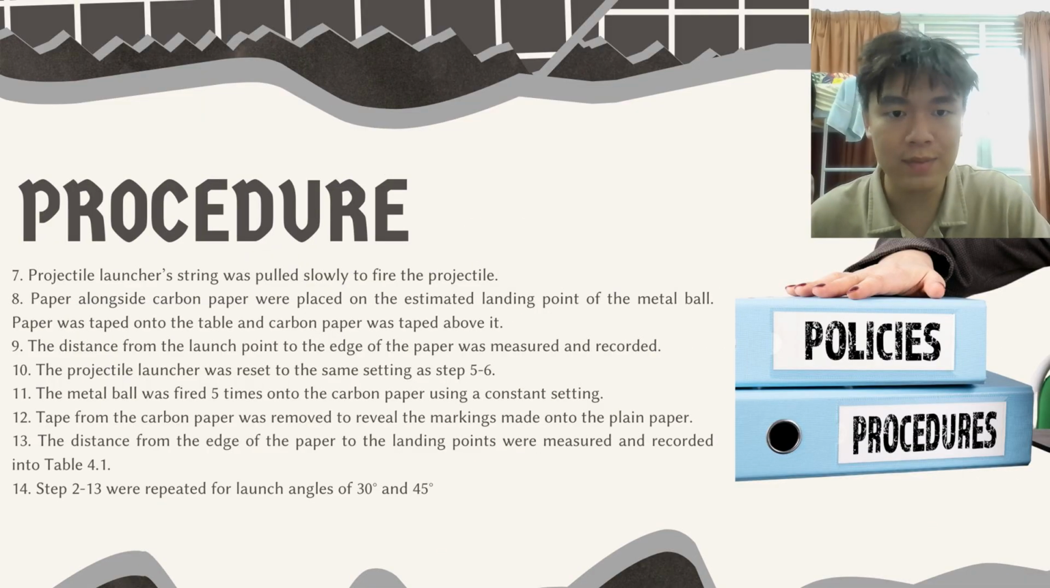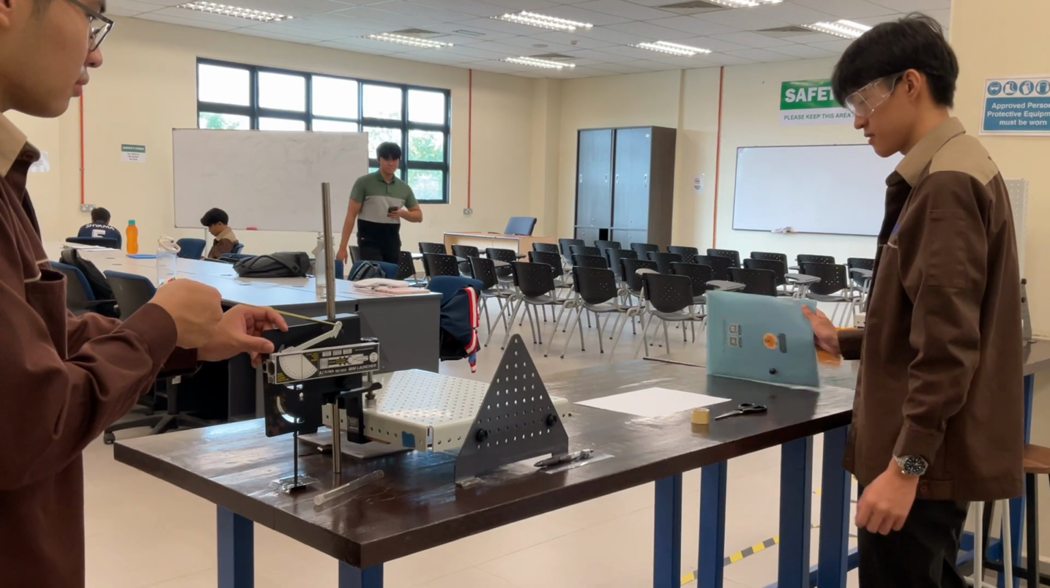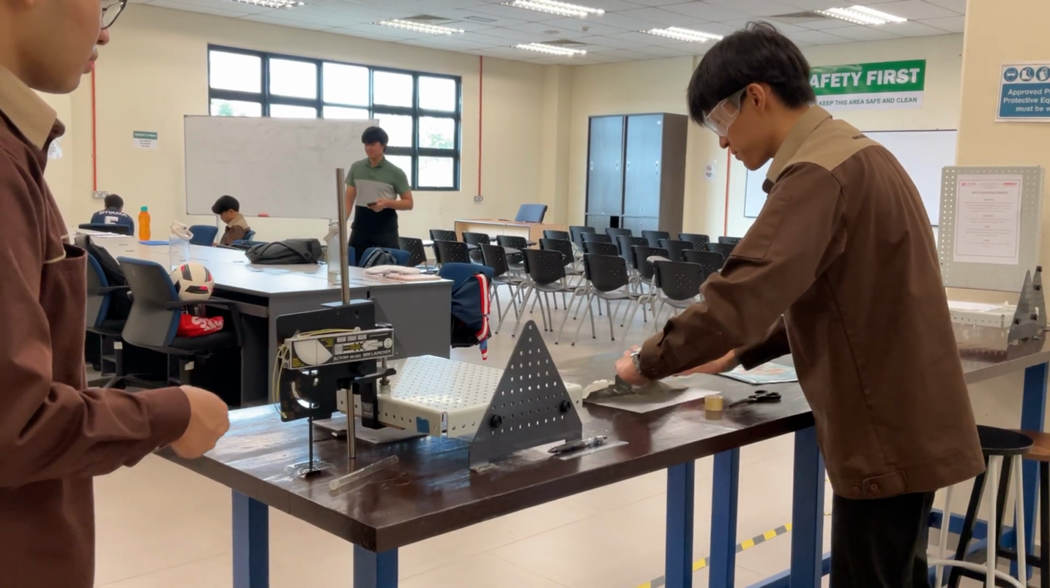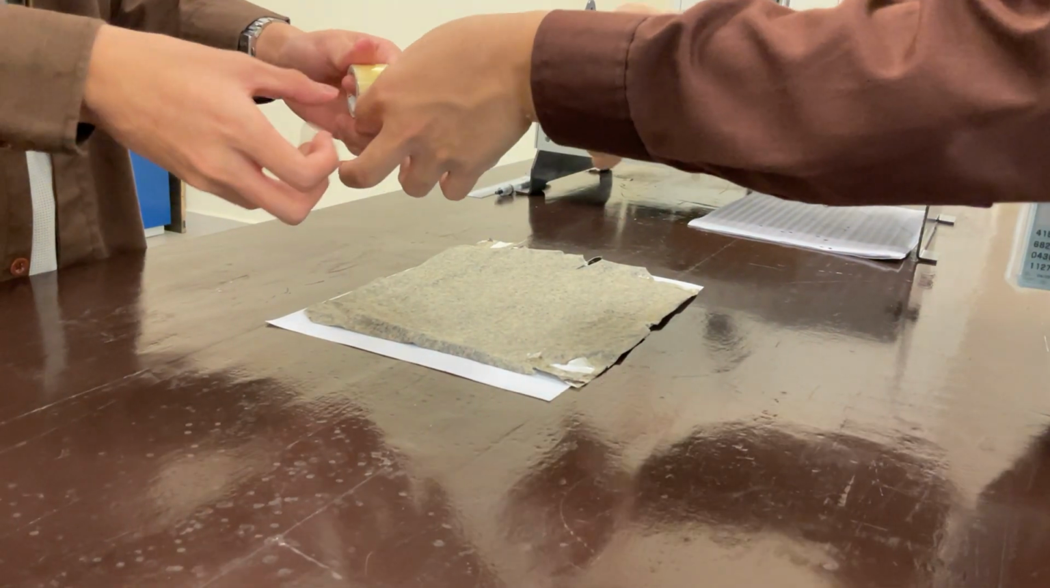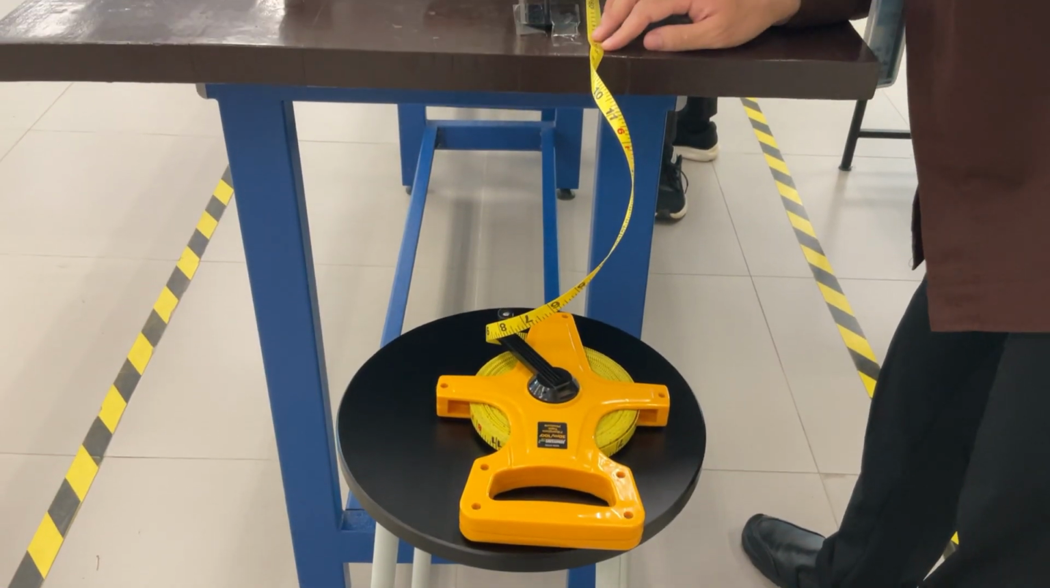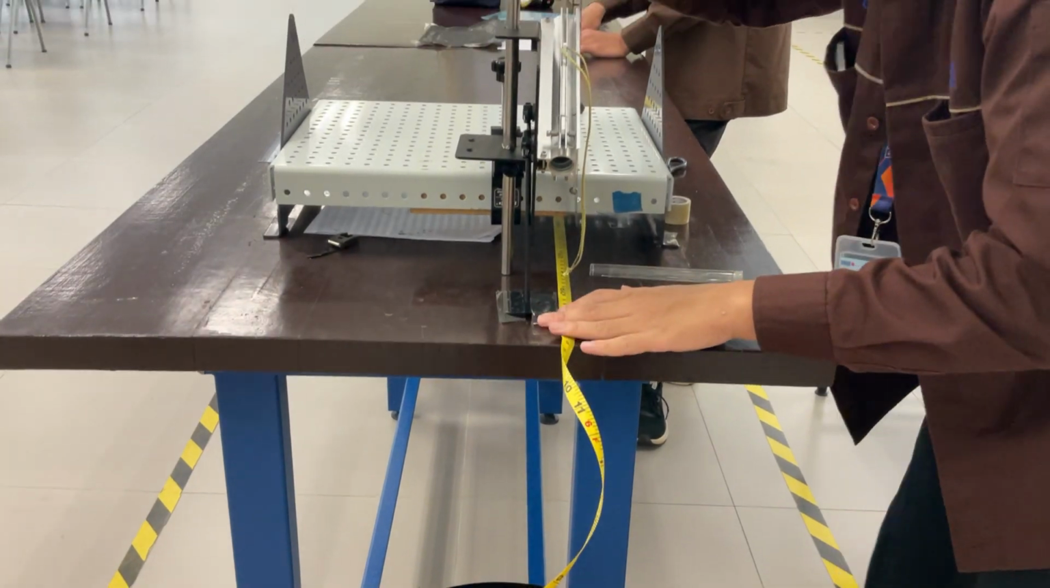Okay, now is the last procedure. So we continue from 7 to 8. So now is 8. Paper alongside carbon paper were placed on the estimated landing point of the metal ball. Paper was stacked onto the table and carbon paper was stacked above it. For the ninth step, the distance from the launch point to the edge of the paper was measured and recorded.